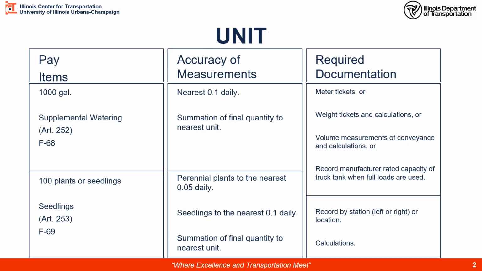Let's cover unit for supplemental watering. This is covered on Article 252 of the spec book. There's also an IDR example on F68, and we'll be covering that in just a minute. But basically, a unit for watering is defined as 1,000 gallons.